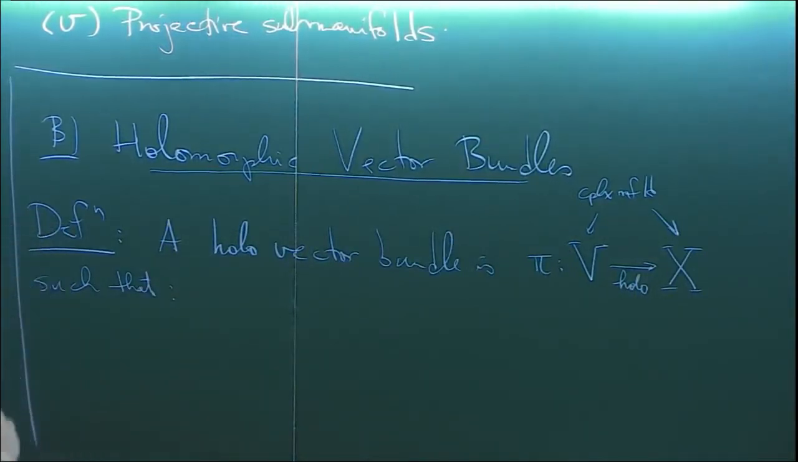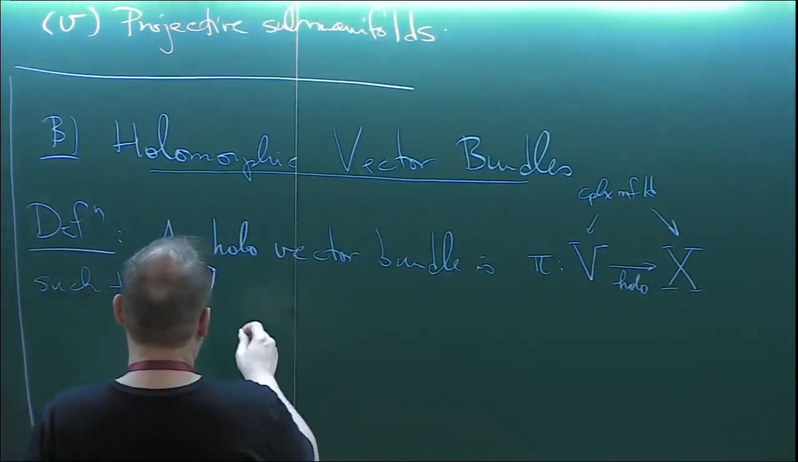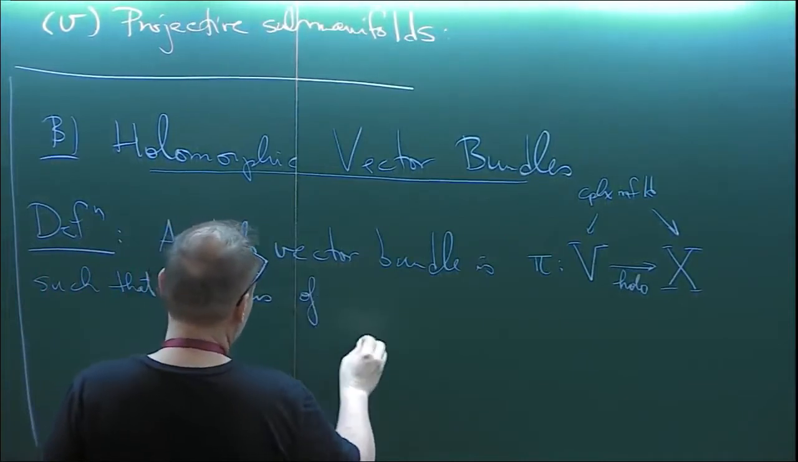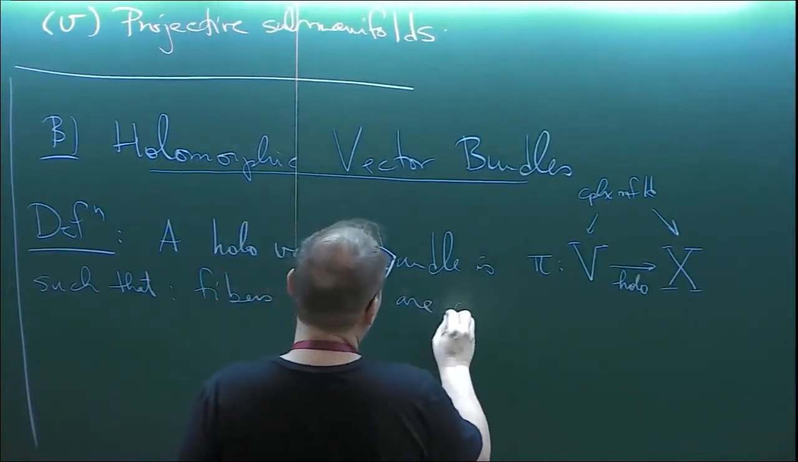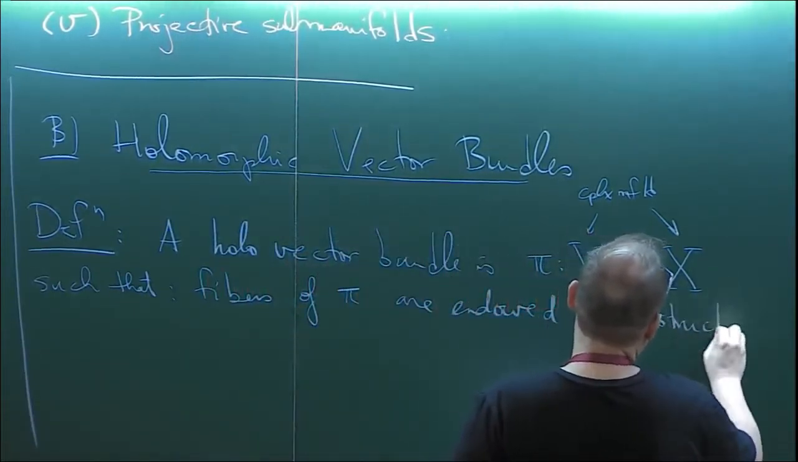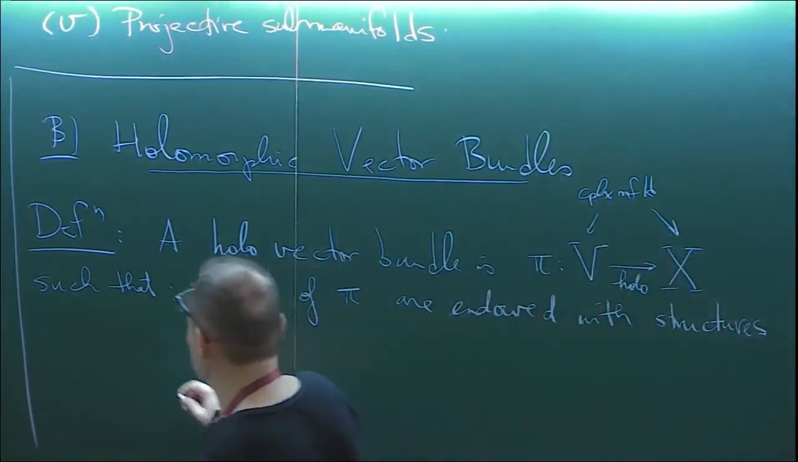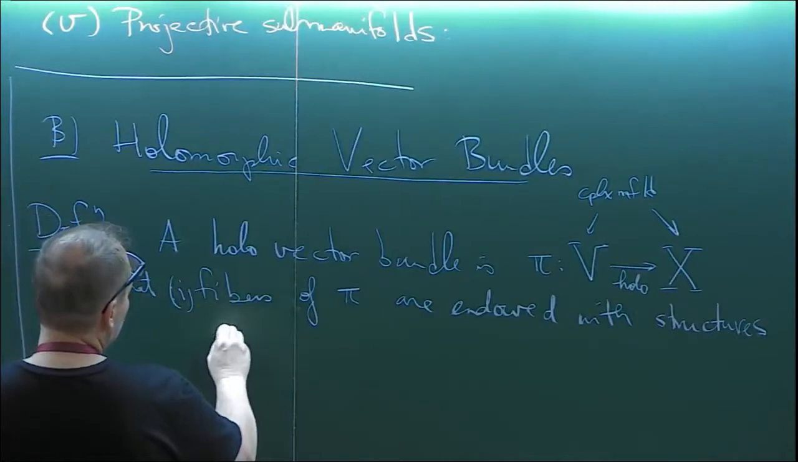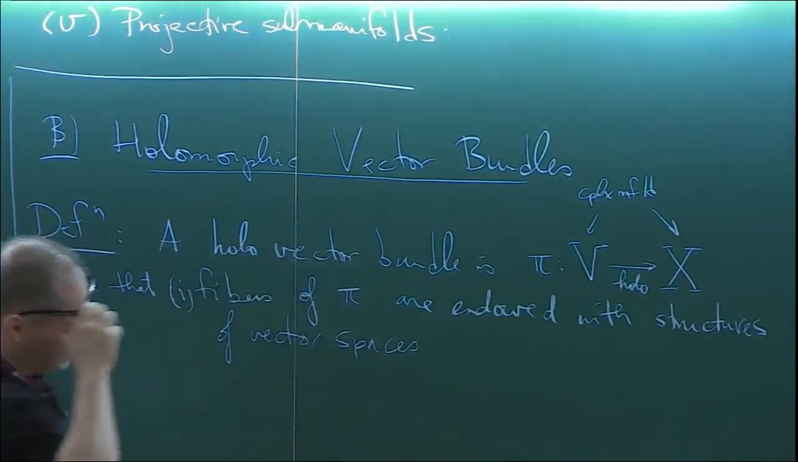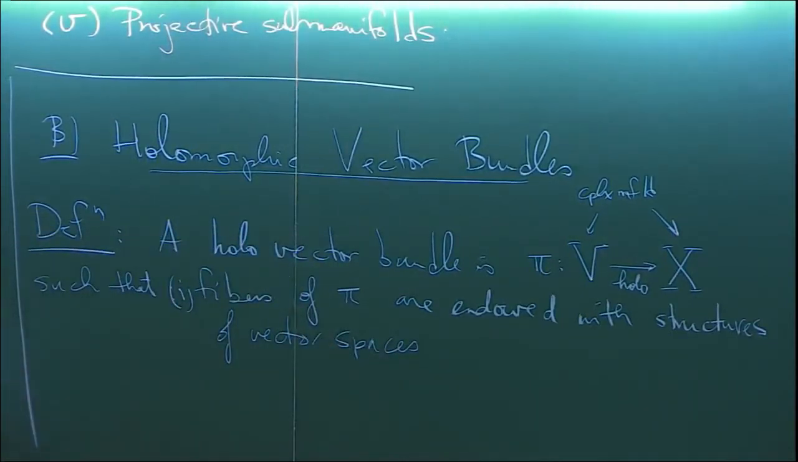So the first thing you need, you really just need two things, the way I'm stating it here. You want to say that the fibers of pi are endowed with structures of vector spaces. This is one. This was implicit in what I said, but I didn't say it. But the missing thing is coming now.